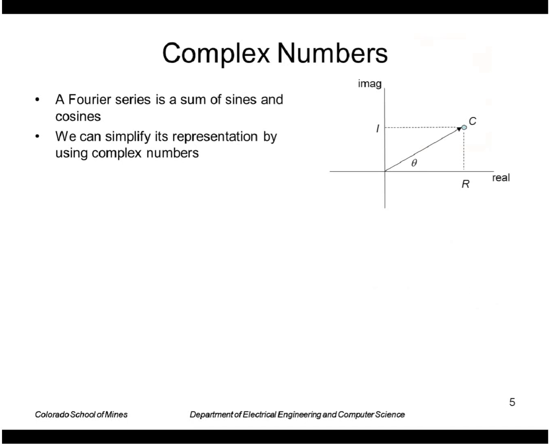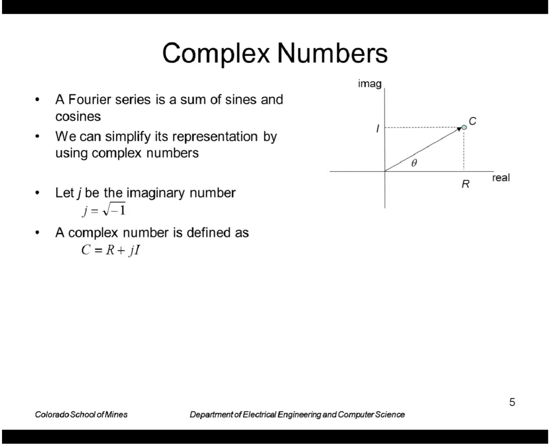So we're going to use complex numbers to simplify the representation of a Fourier series. So recall that a complex number is a combination of a real and imaginary component, where j equals square root of minus 1 is the imaginary component. So we can think of it as a point on a two-dimensional plane. We've got the real axis, the imaginary axis, and this is our complex number represented by this point here.